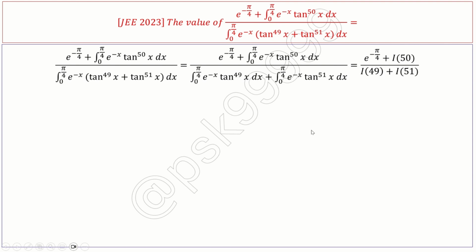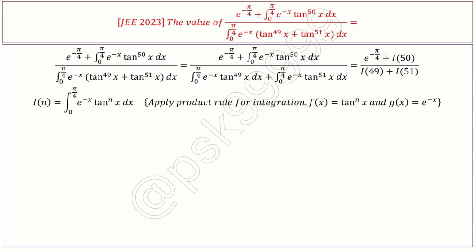So now simple, take I of n and solve it. I of n is nothing but integration from 0 to pi by 4 of e to the power of minus x tan to the power of nx dx. We have to apply the product rule. I late: trigonometry comes before exponential, so my f of x is the trigonometric ratio, that is tan to the power of nx, and g of x is e to the power of minus x.